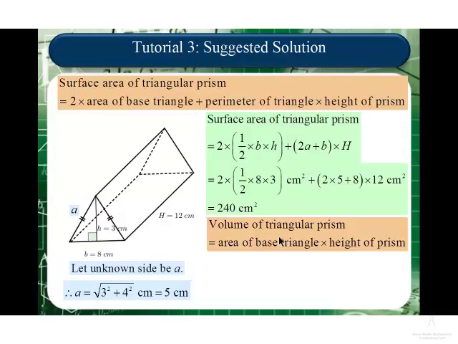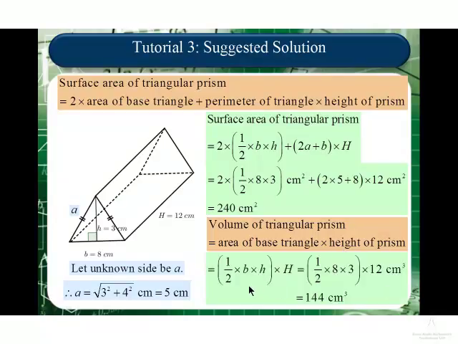In order to find the volume of the triangular prism, we make use of our basic formula, that is the area of the base triangle times the height or the distance between the base and the top for this prism. And if we substitute all the values in the correct positions, then we can calculate and find that the volume of this particular triangular prism will be given as 144 centimeters cubed, or cubic centimeters.